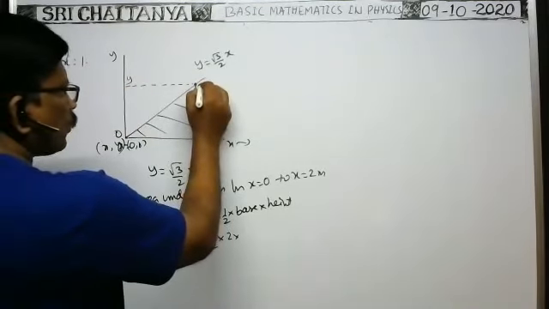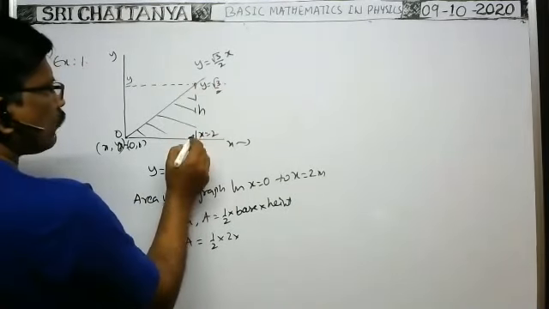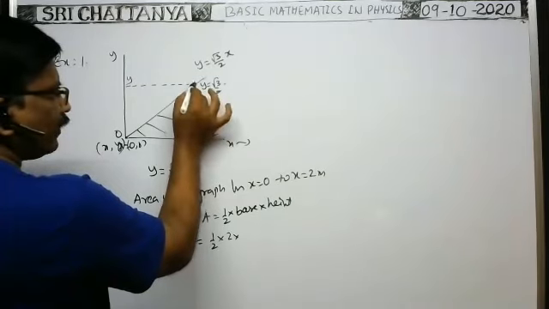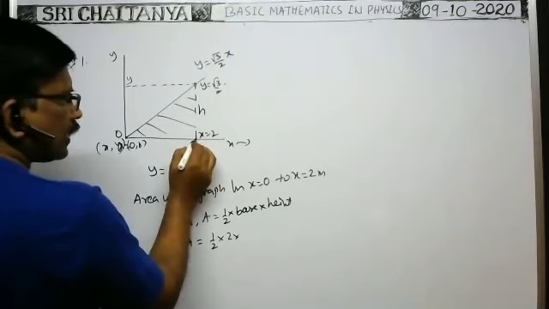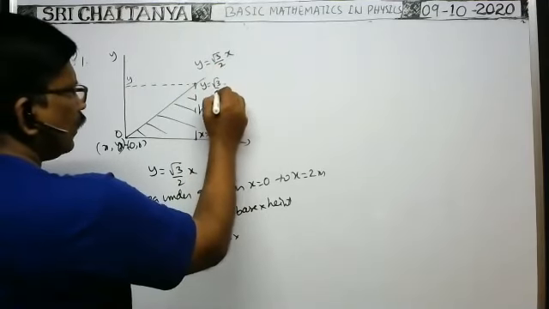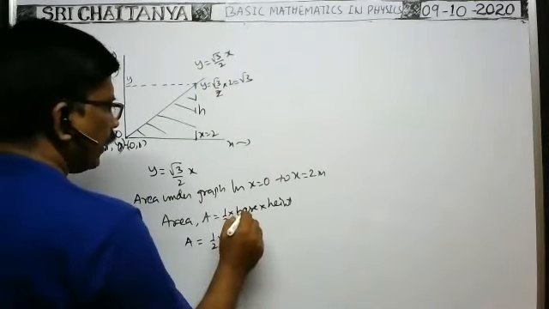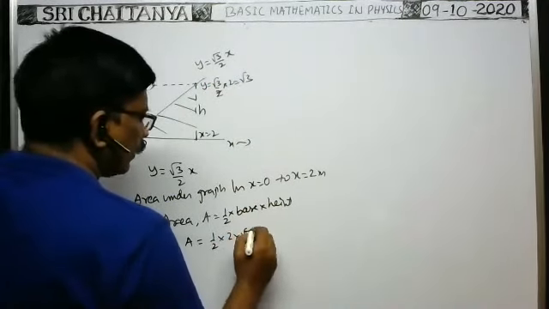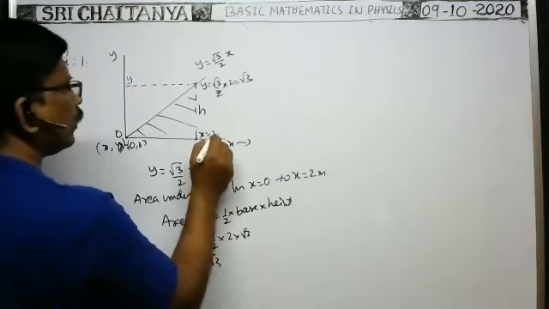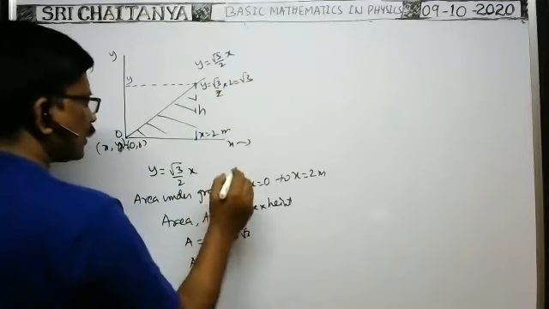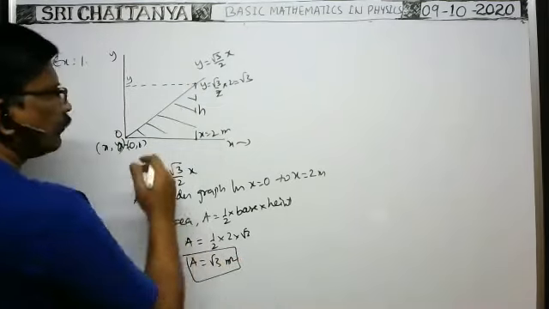What is the y coordinate of this point? y is equal to root 3 by 2 into x, and at this point the x value is 2. You substitute 2 here, so 2 into root 3 by 2 is equal to root 3. So y is equal to root 3. Base is 2, height is root 3. Therefore area is equal to root 3. If all these are in the SI system, 2 meter, therefore root 3 meter square is the area under the graph.